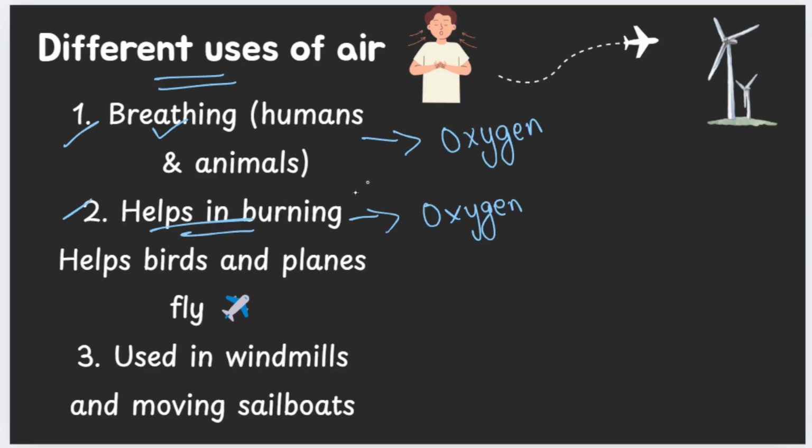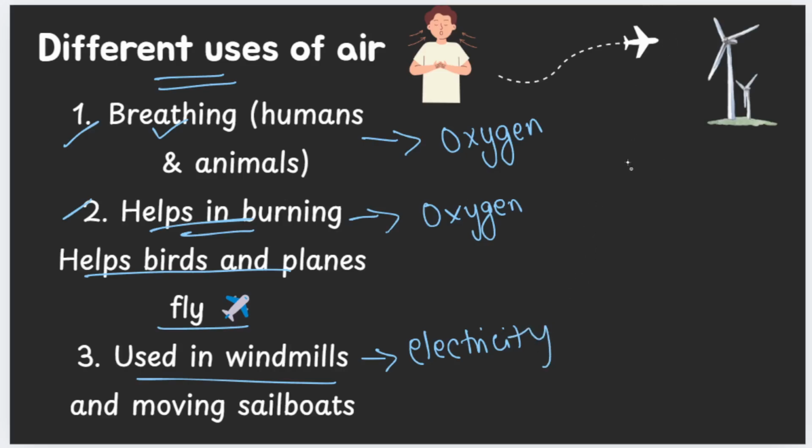Then, air helps birds and planes fly. Birds and planes are flying because of air. Then it is used in windmills. Why are windmills used? Because they generate electricity. We'll see about wind energy in upcoming classes. This is called a windmill, and this is where we get electricity.